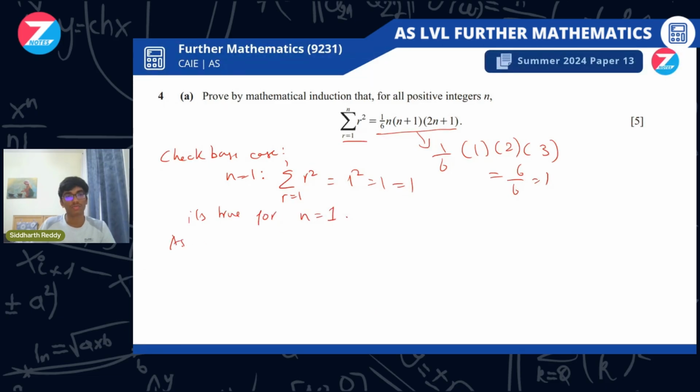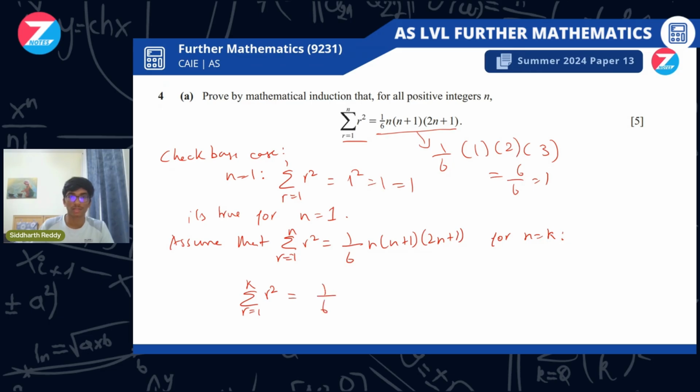Now let's assume that it's true for n is equal to k. For n is equal to k. So what will that mean? When you take the sum from r is equal to 1 to k of r square, you get 1 by 6 times k plus 1 times 2k plus 1. Okay?